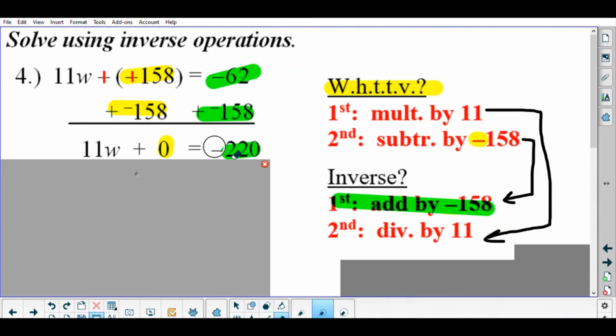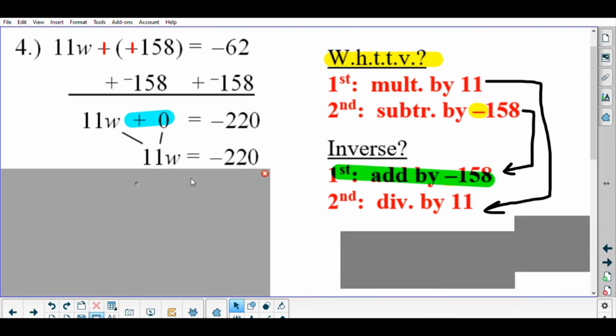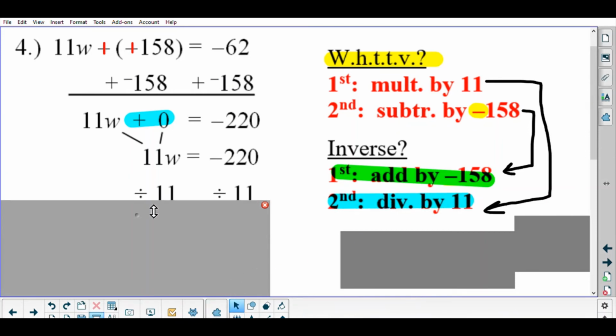Now, before we do the second inverse operation, which is to divide by 11, simplify what you can simplify. When you have something plus 0, the additive identity property kicks in. 11w plus 0 gives you 11w. Anything plus 0 is itself. Now we will do the second inverse operation, which we had already said was to divide by 11. We will do that on both sides.